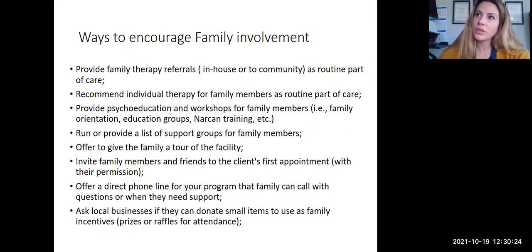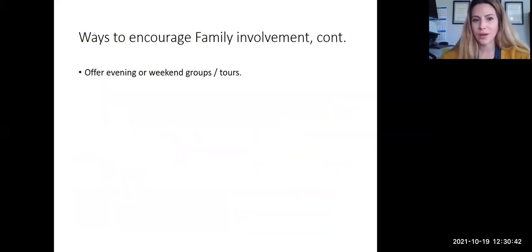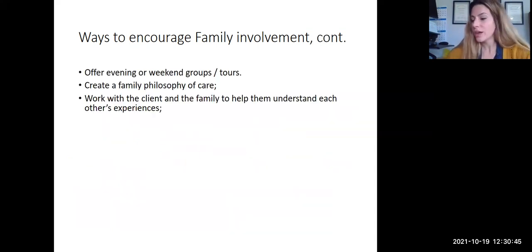And then other things that we've done that have been helpful for bringing them in for orientation groups or CRAFT groups is to see if local businesses or others can donate small prizes or different items that you could raffle at the end of that group, so that there's sort of an incentive in place for CSOs who may be a little resistant to want to come in. Other things to consider, because oftentimes families are working, thinking about the times in which you make these things available. Would it be possible to have a once a month family orientation that occurs in the evening, or maybe even on a weekend time? Creating sort of this philosophy of care where we're open to CSO involvement and we routinely ask about it and encourage it.